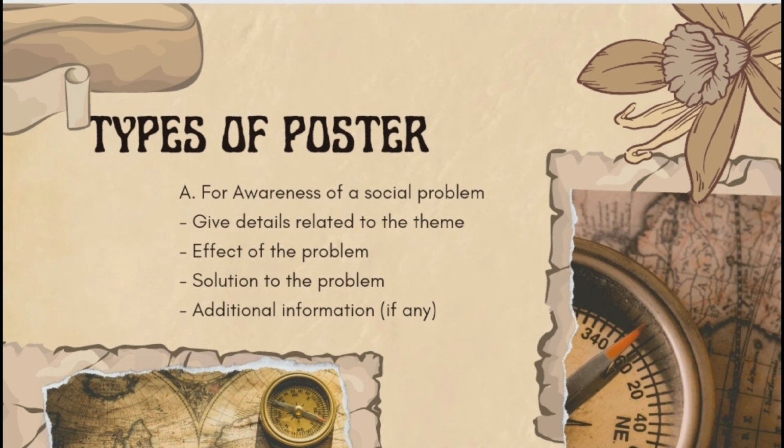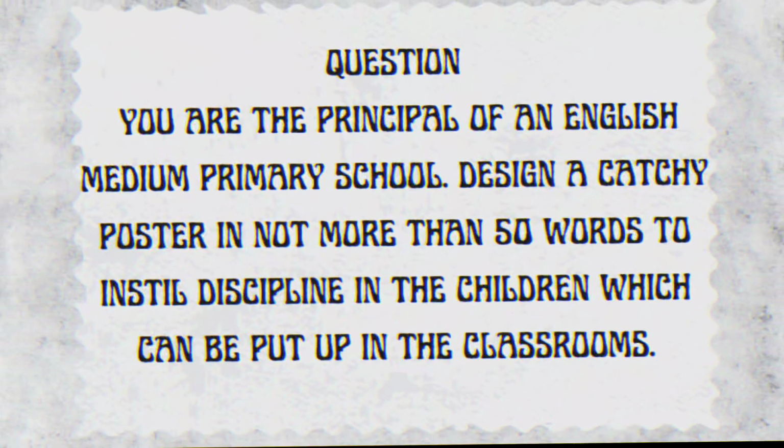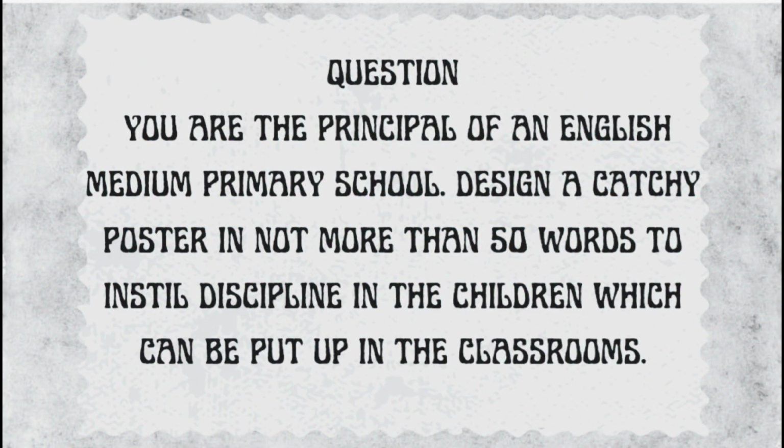The first type of poster discussed here is for awareness of a social problem. In order to frame a poster of a social problem, first we have to give details related to the particular theme. We have to write the effects of the problem. We have to suggest solution to the problem. And if there is any additional information, we have to write that. Let's understand with an example.